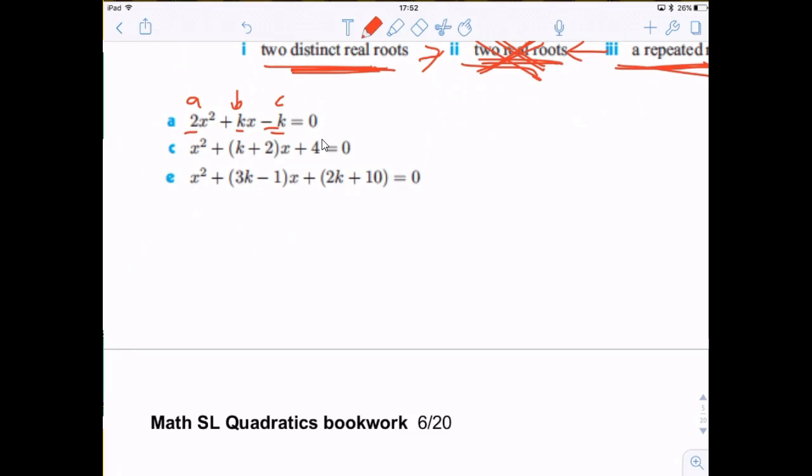And we're going to do exactly what we did before. Okay, so a, we're going to have b squared minus 4ac, and we want to know when that's equal to 0. So we're going to put k squared minus 4 times 2 times negative k equal to 0. Okay, and then this is the part where if you're bad at algebra, stop here, okay? And then just move on to the next one.